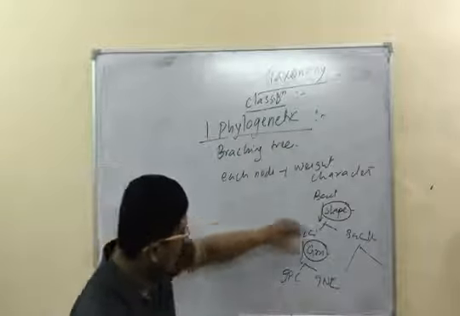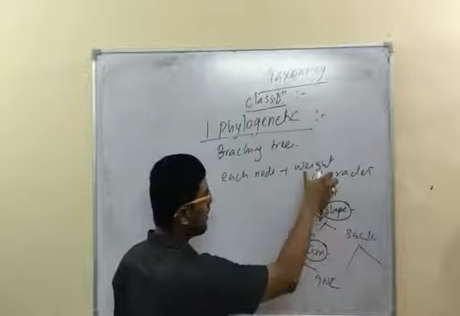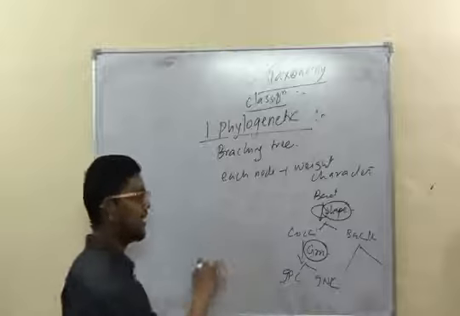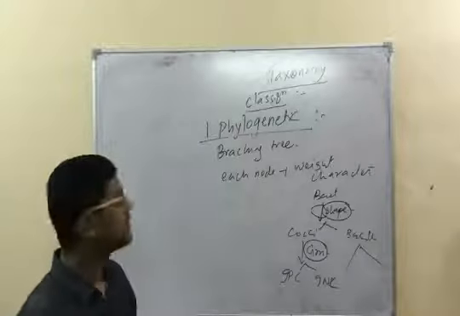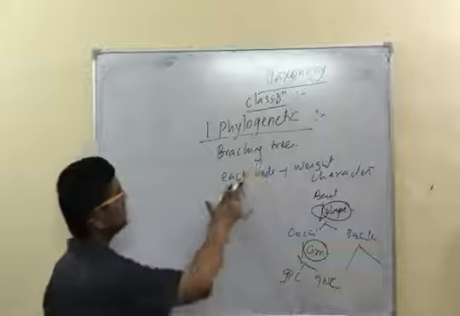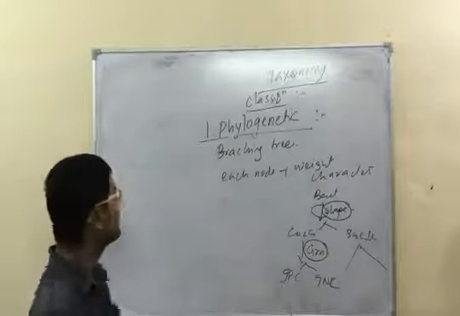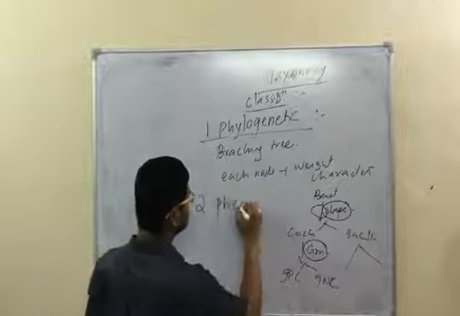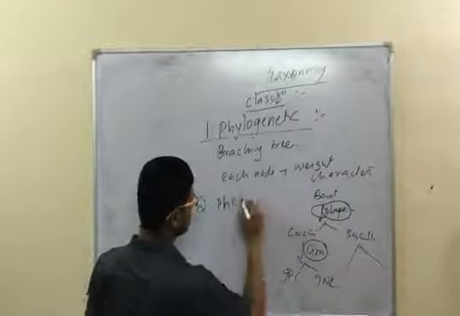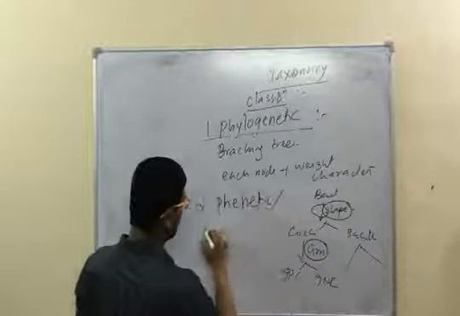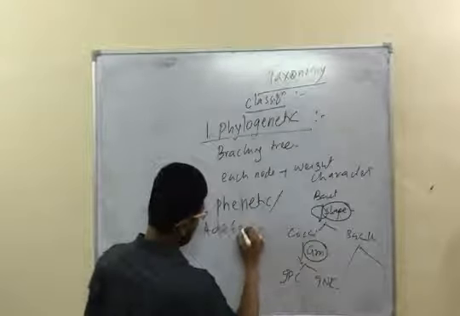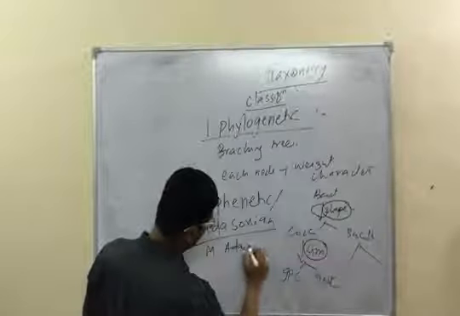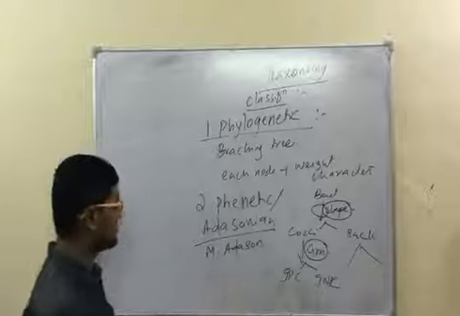And at each node there is a character to classify the bacteria, and each character having a particular weightage. So this is the most popular and the most practical classification. Later on, there was one more classification introduced called phenetic classification, or Adansonian, as it was discovered by Michel Adanson, hence it was called Adansonian classification or phenetic classification.